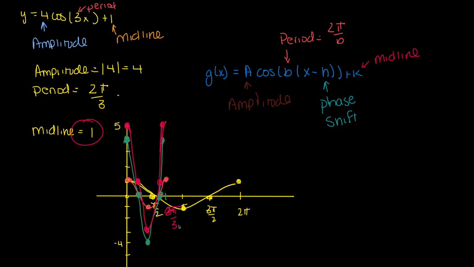But let's look at a sine function now. So let's look at the sine function y equals -3 times (x plus pi over 2) minus 2. Okay, so now we have a little bit of a curveball.